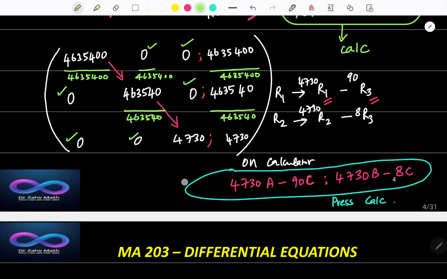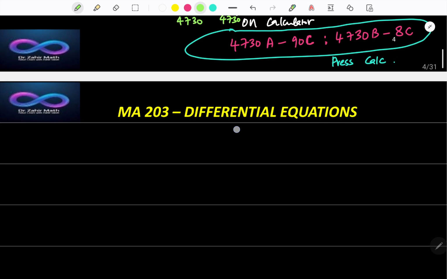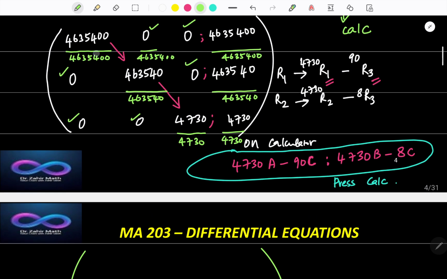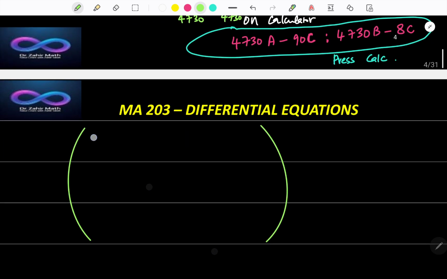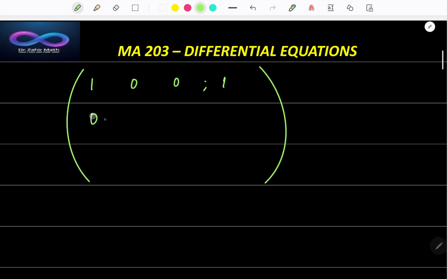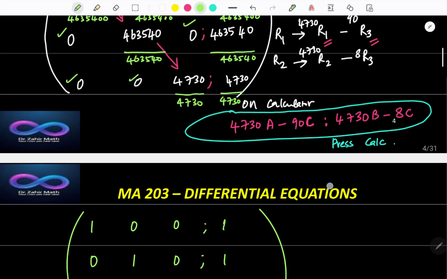Of course, this is 0, no need. And I'm going to divide by 4730. I'm going to divide by 4730. So what happens now? Matrix open and matrix open, right? Yes. You will get 1 0 0 colon 1. Next is 0 1 0 colon 1. Okay. Next is 0 0 1 colon 1.